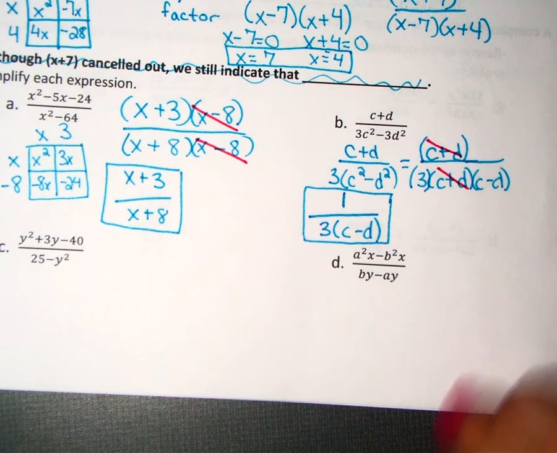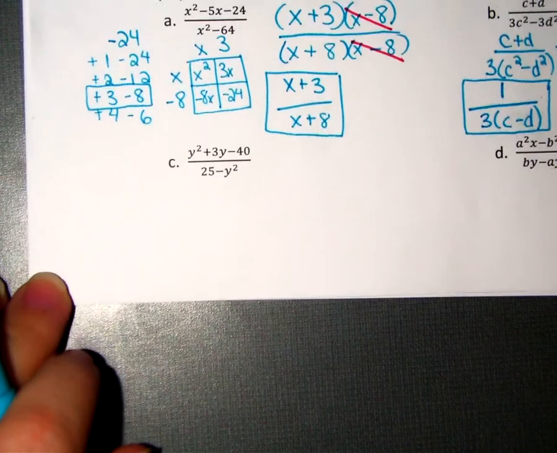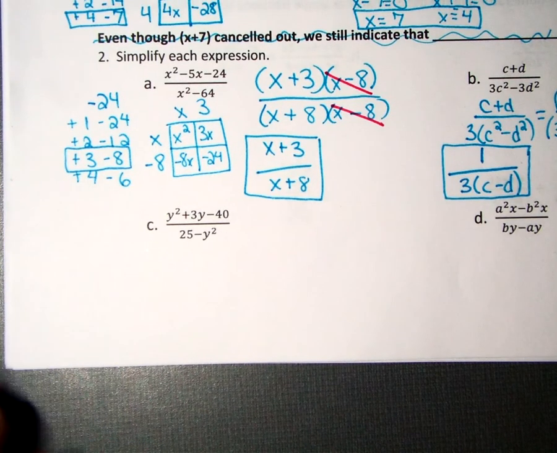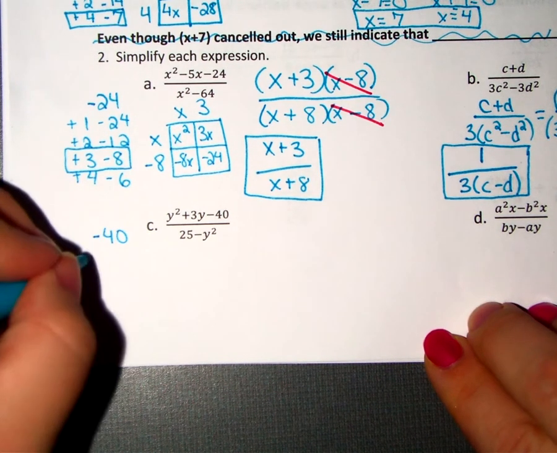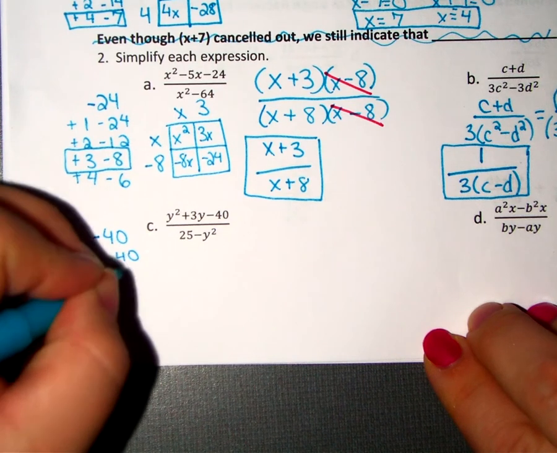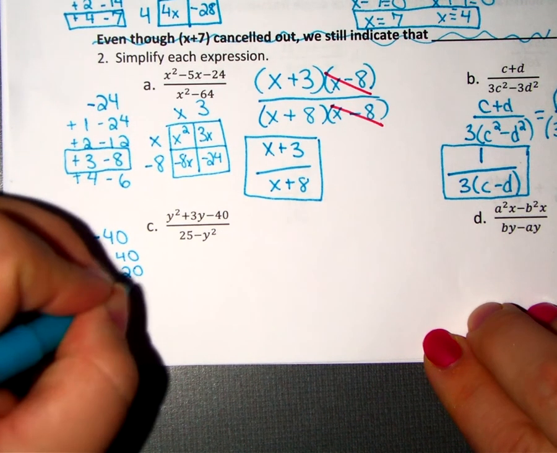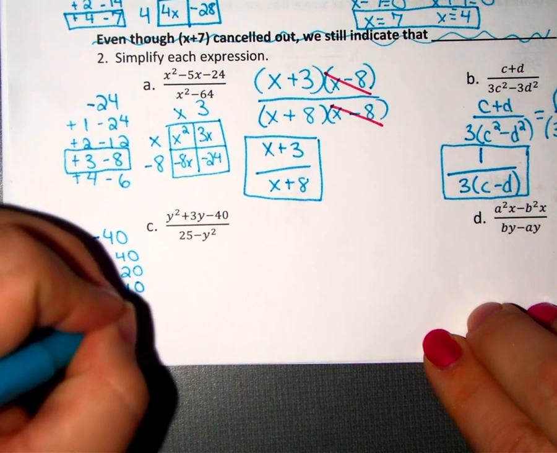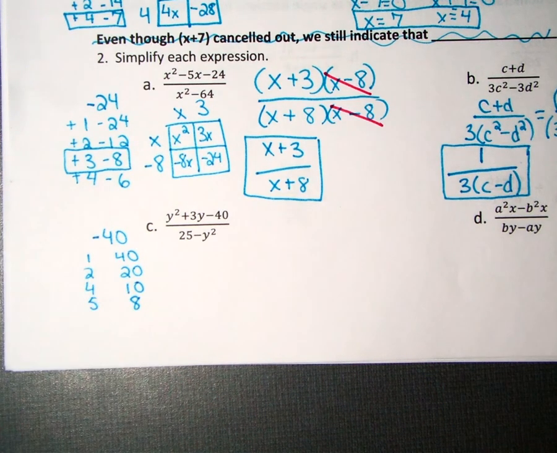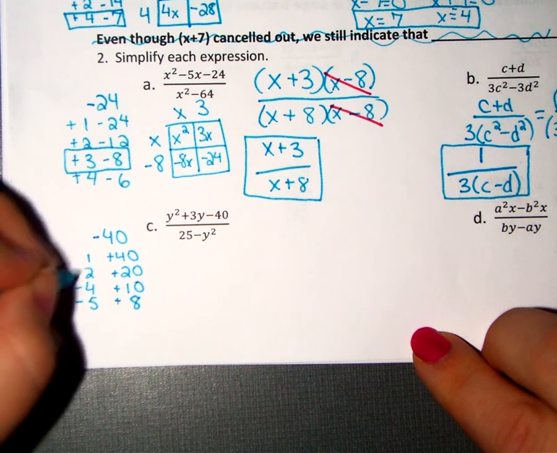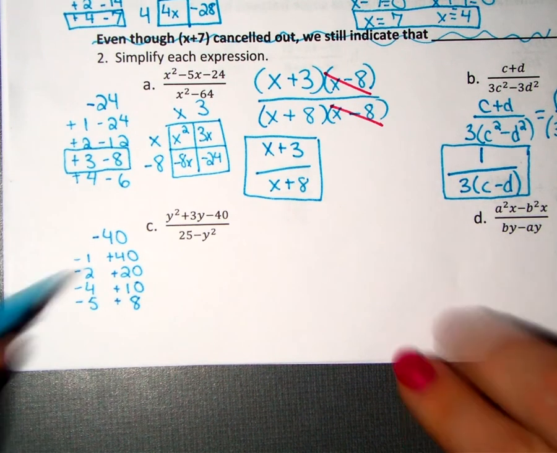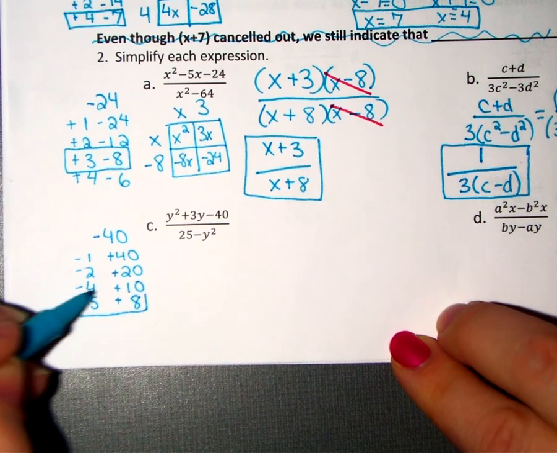Take a look at C. Now for C, we're going to factor the top. It's 3 terms, so we're using our box method. So I have negative 40, factors of 40, 1 and 40, 2 and 20, 4 and 10, 5 and 8. And I want it to multiply to be a negative, but this time I'm adding to be a positive. So I want my larger factor to be positive, which will make my smaller factor negative. The one that adds to be positive 3 is negative 5 and 8.